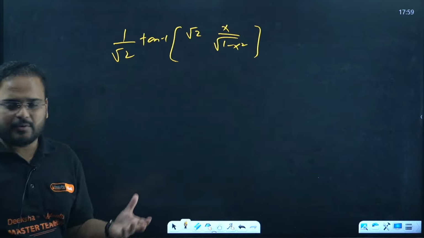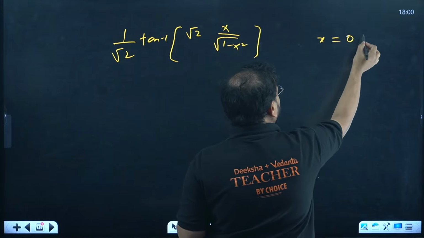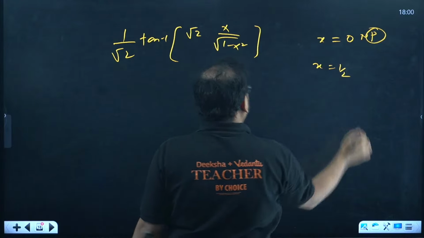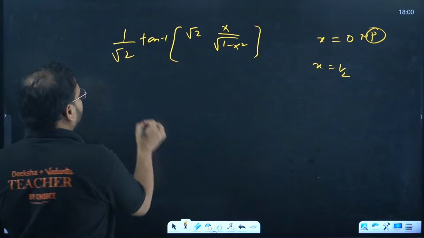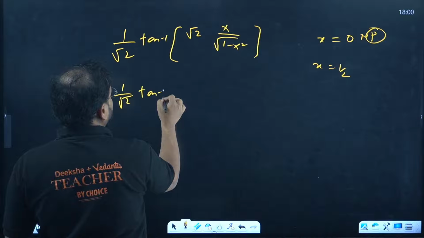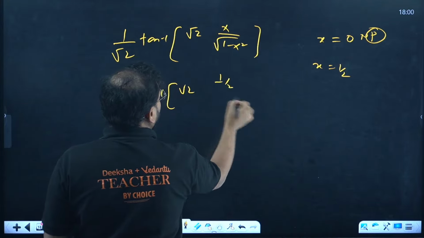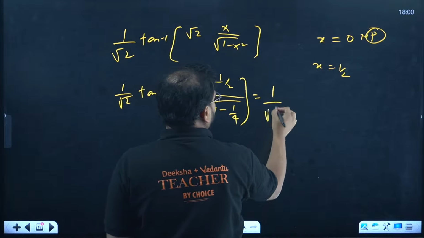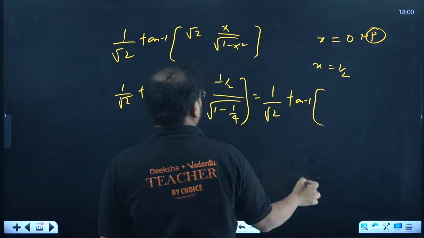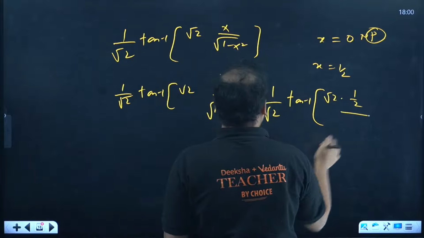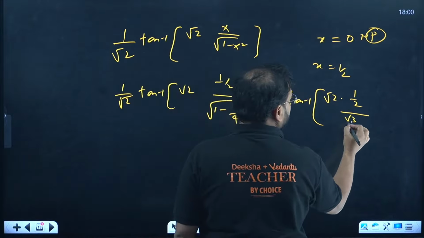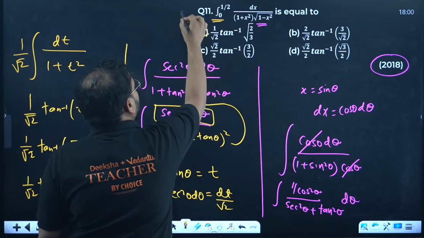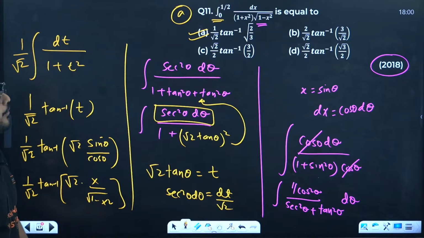For 0, don't be worried, because for x equal to 0 everything will be 0. But for 1 by 2, we have to use that. That is my upper limit, by the way. So let's put the value of the upper limit: 1 by root 2 as it is, tan inverse of root 2 into 1 by 2, over here root of 1 minus 1 by 4, which is 4 minus 1 is 3, so root 3 by 2. This cancels, and we have the answer, option A.